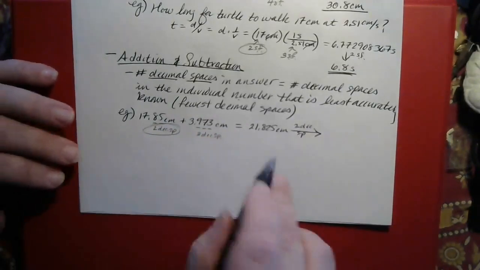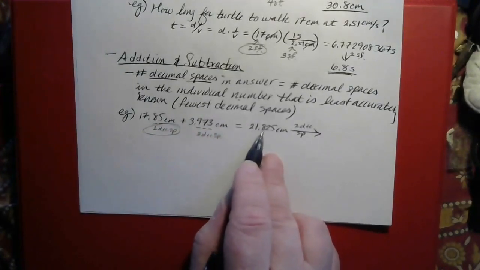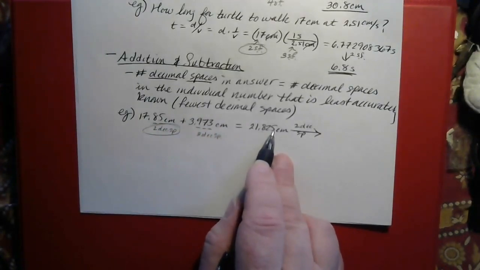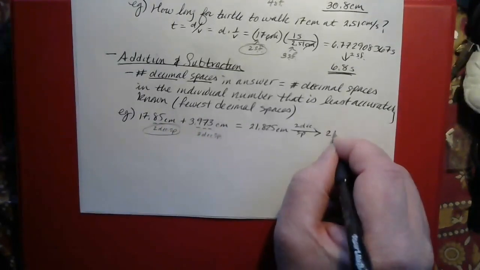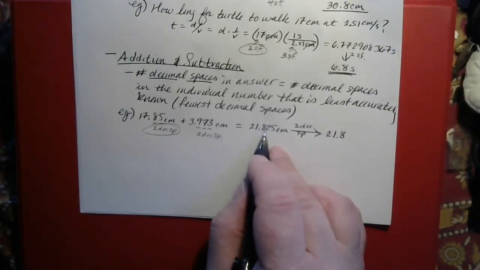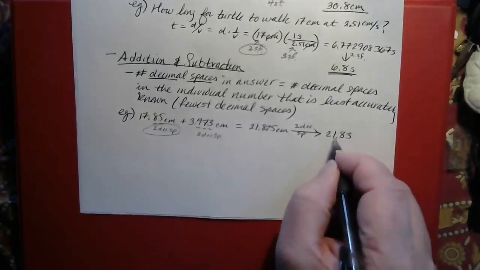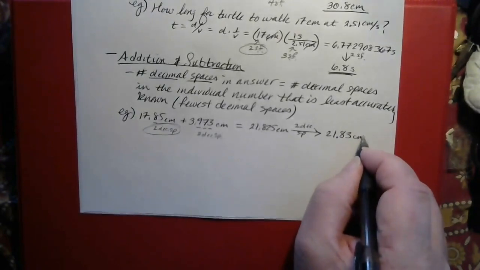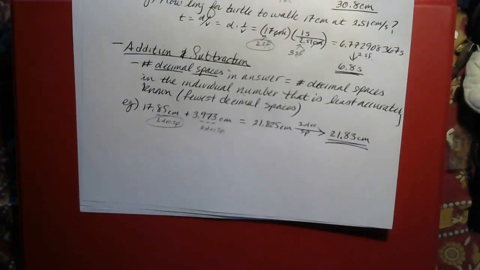So we're going to need to round it off. So we can keep the 8 and the 2, but the 5 has to go. So it's 21.8. Now, if the number you're dropping is 5 or greater, then the last digit you're keeping has to go up by 1. So that would be 3. 21.83 centimeters is the correct answer for that, to the correct number of significant figures.